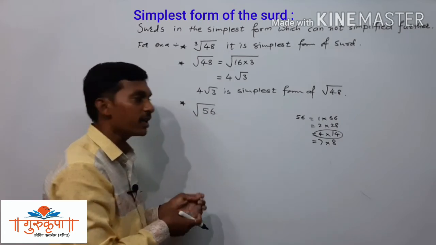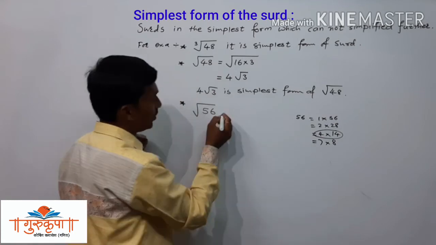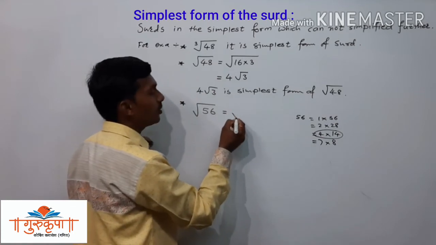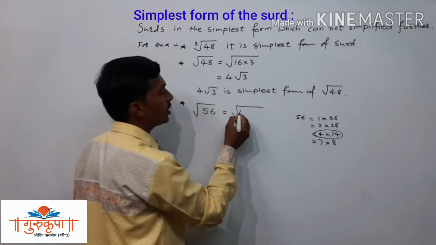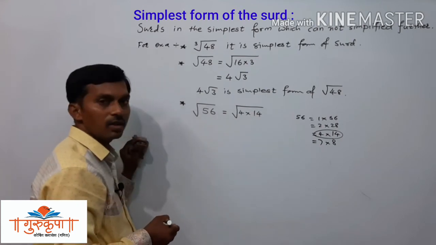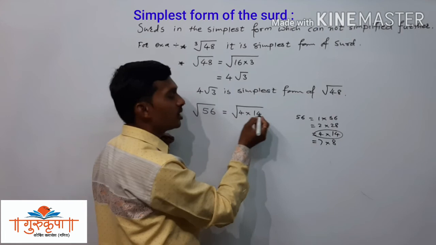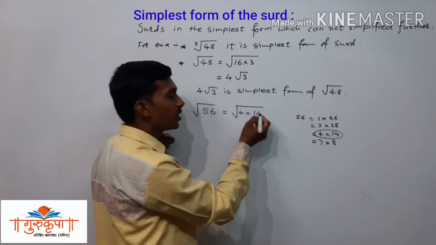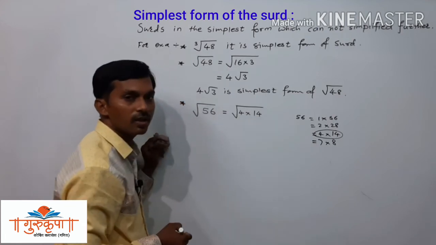So simplify it again. Here we give the sign of equal to, and here we write the factors of 56 such that the square root of one of the factors is possible to find.